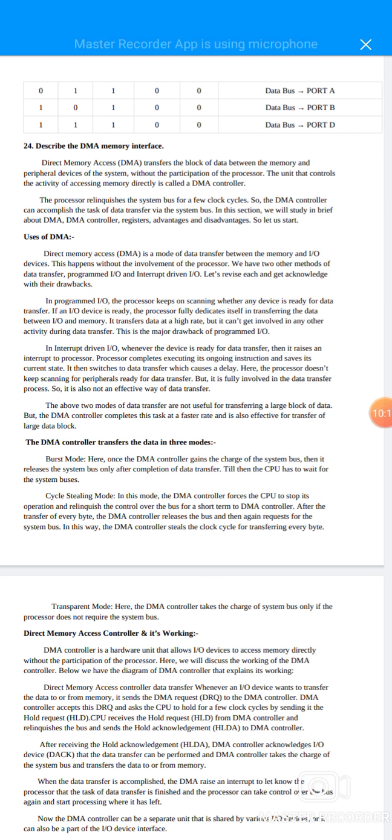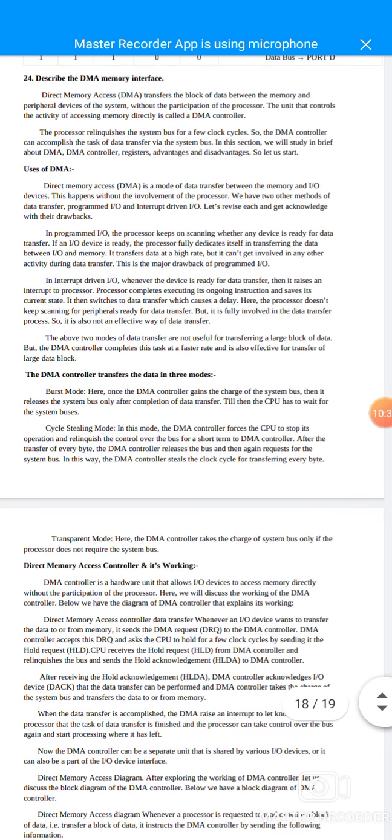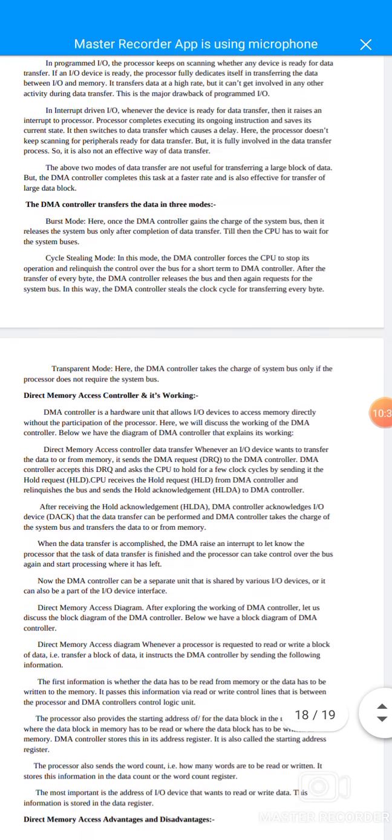In interrupt driven input output, whenever the device is ready for data transfer, it raises an interrupt to the processor. The processor completes executing the ongoing instruction and saves the current state. It then switches to data transfer, which causes a delay. The processor doesn't keep scanning for peripherals ready for data transfer, but it is fully involved in the data transfer process, so it's also not an effective way of data transfer. The DMA controller transfers the data in three modes: burst mode, cycle stealing mode, and transparent mode.